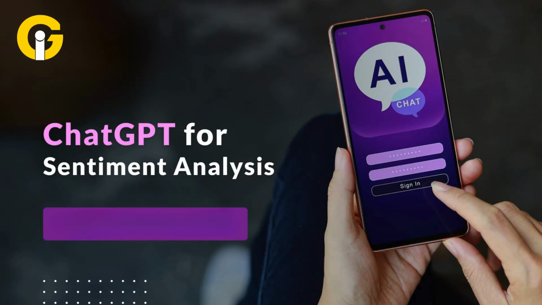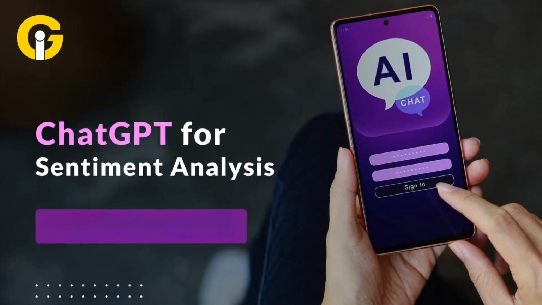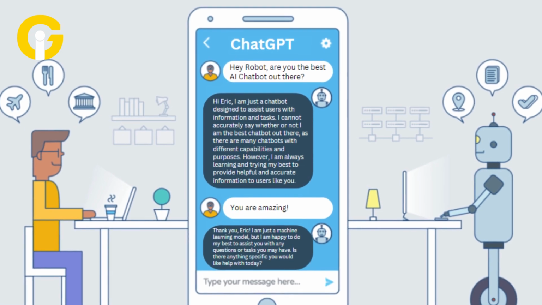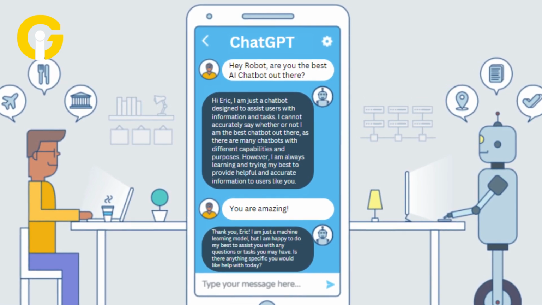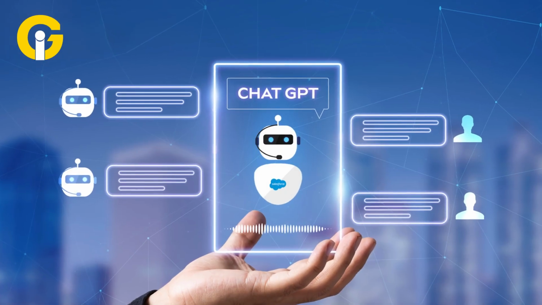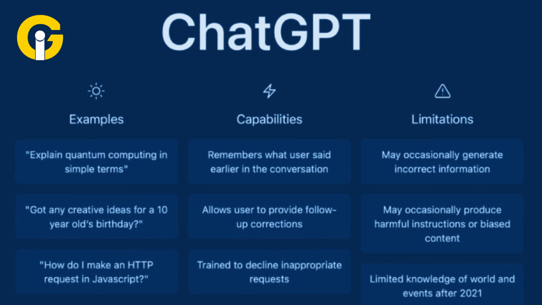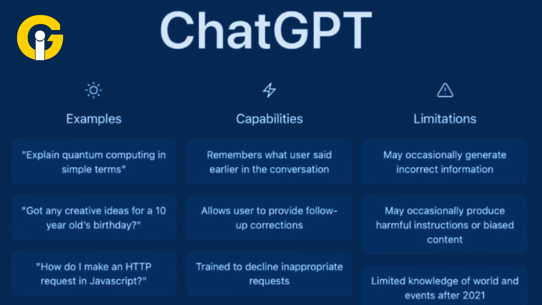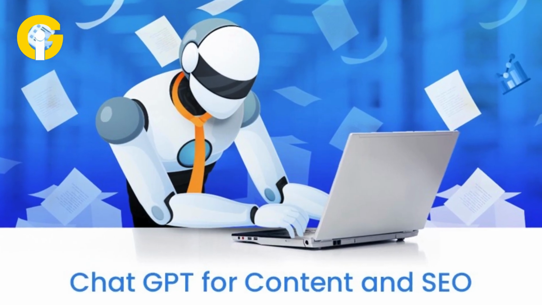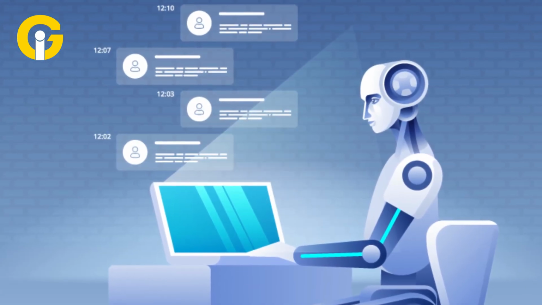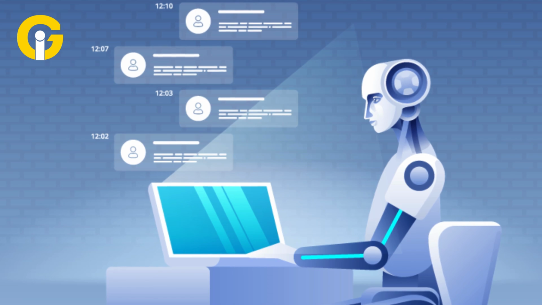Number 2, ChatGPT Sentiment, a ChatGPT plugin that allows ChatGPT chatbots to analyze the sentiment of the user's messages and adjust their tone and style accordingly using natural language processing and machine learning techniques. Number 3, ChatGPT Content, a ChatGPT plugin that helps ChatGPT chatbots generate relevant and engaging content for the user, such as jokes, stories, poems, and more, using natural language generation and deep learning models.